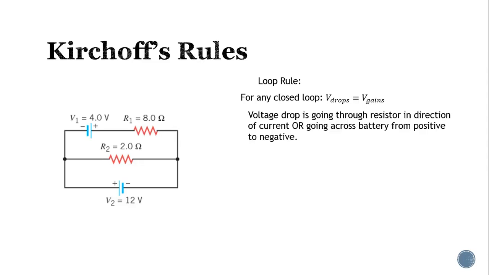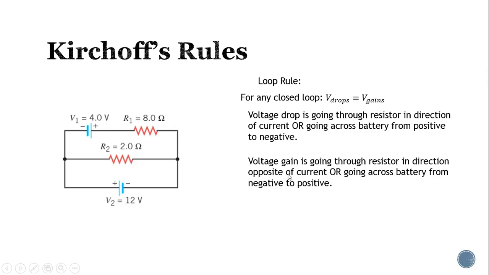Now there are two ways to do a voltage drop. One would be going through a resistor in the direction that current is defined to go. That means that you're going from the positive end of a resistor to the negative end of a resistor. That's a drop in voltage. Or the other way is to go across a battery from positive to negative. Voltage decreases as you go from the positive side of a battery to the negative side of the battery.